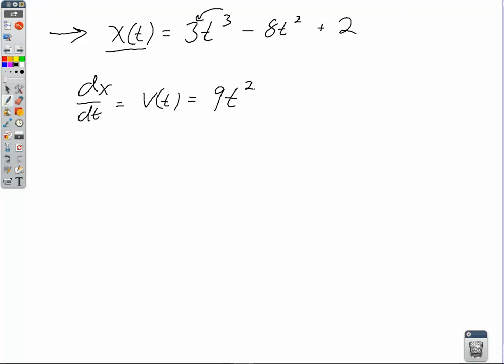And then we have 2 times negative 8, which is going to give us negative 16. And again, the exponent goes down by 1. 2 minus 1 is t to the first. And then the derivative of any constant is 0. So this then is the velocity function.